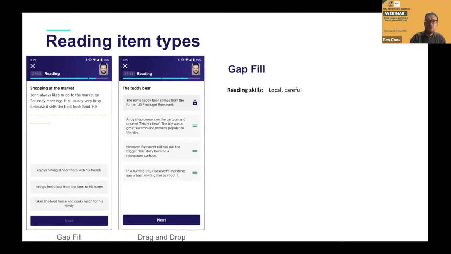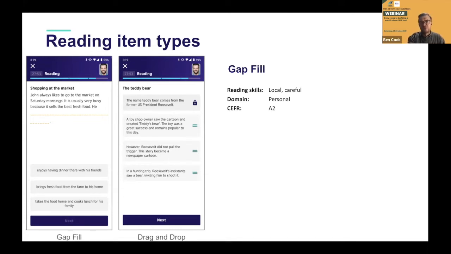In terms of domain, this is very much a personal domain, right? We said personal is your everyday life. This is about John going to the market, what he likes to buy, what he likes to do with the food that he buys. And as mentioned, the level is quite low at A2. So this is around your elementary, possibly pre-intermediate level.